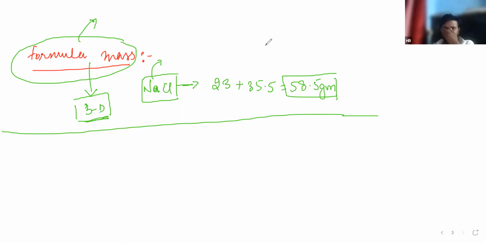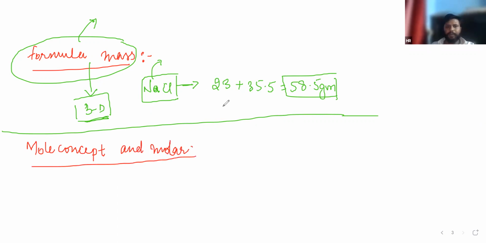Now we will talk about the mole concept and molar mass. Do you know what is a dozen? 1 dozen equals how much? We always use it in our day-to-day life. 1 dozen equals how much, Arslan?